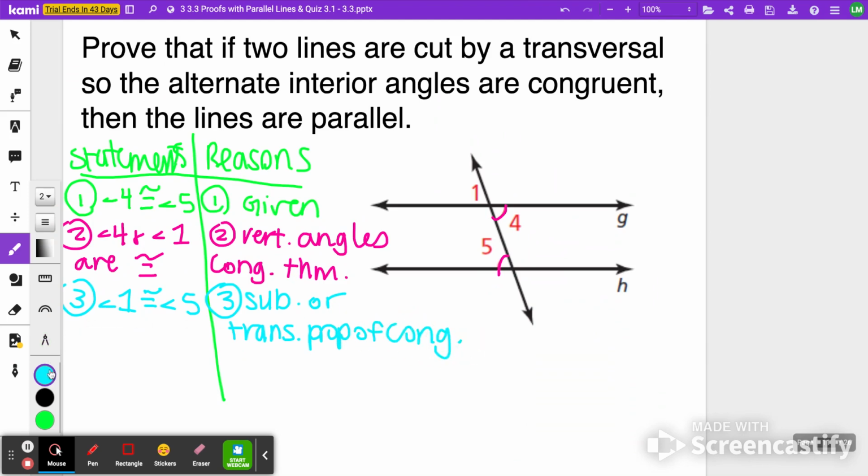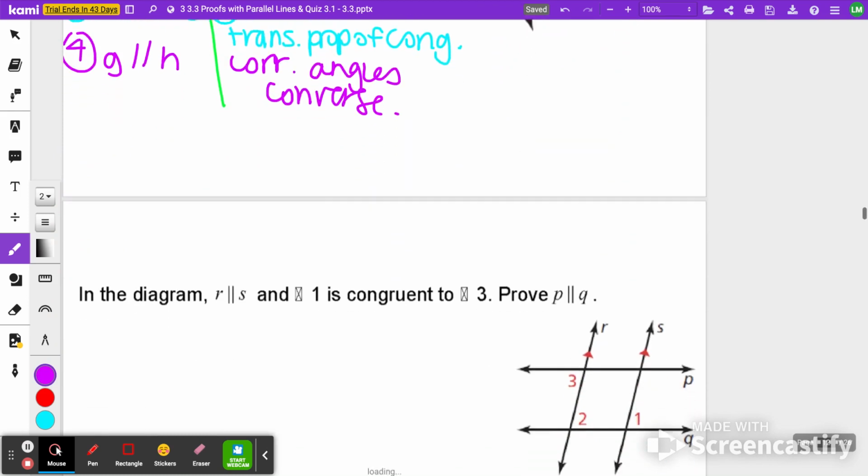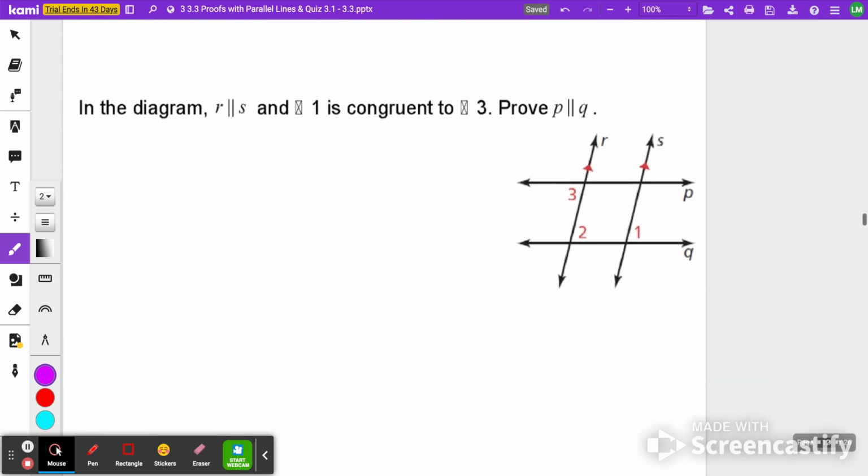So then, because I've notated that those 4 things are true, now I can prove that G is parallel to H using the corresponding angles converse. Okay. In the diagram, R is parallel to S and angle 1 is congruent to angle 3. Prove that P is parallel to Q.